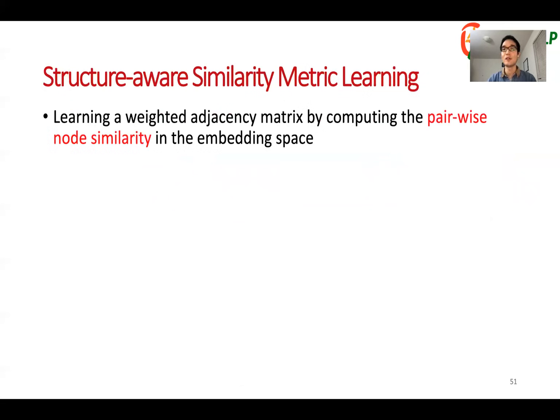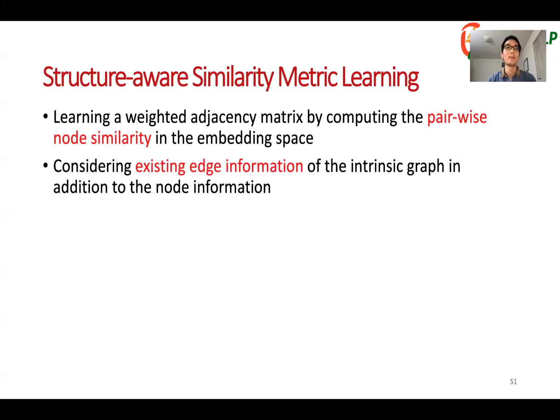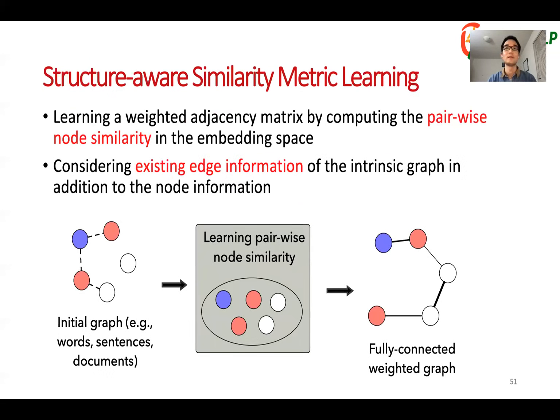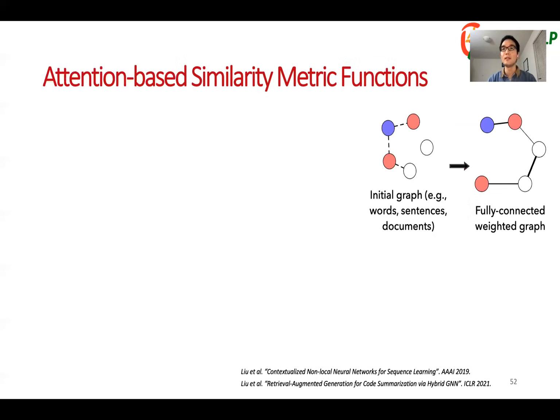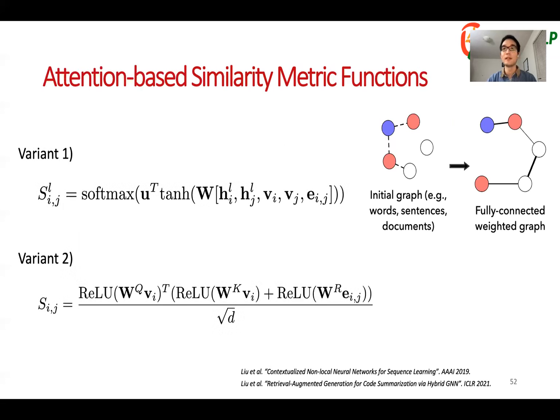Now, let's talk about structure-aware similarity metric learning. Unlike the node embedding-based metric learning, this approach, in addition, considers the existing edge information of the intrinsic graph when it's available. Let's see 2 example metric functions. In these 2 variants, an attention-based function is applied, and notably, the edge embeddings of the intrinsic graph play an important role in learning the implicit graph structure.